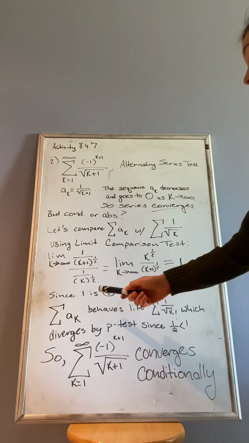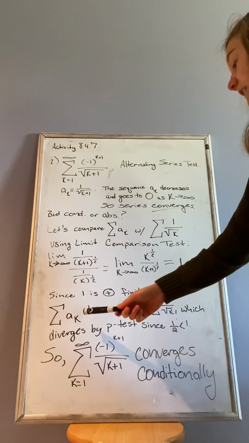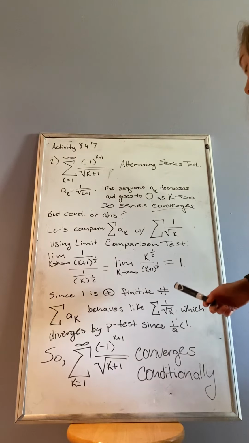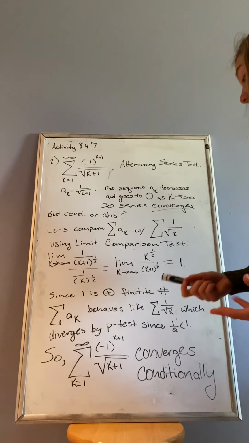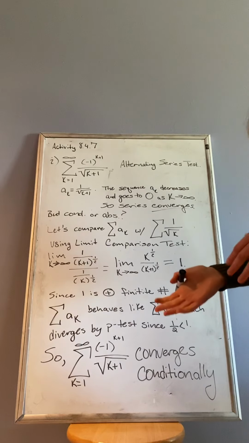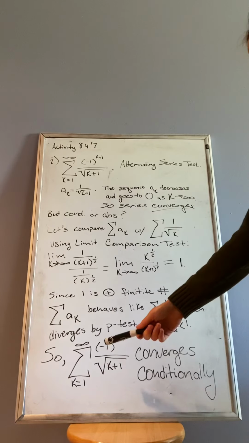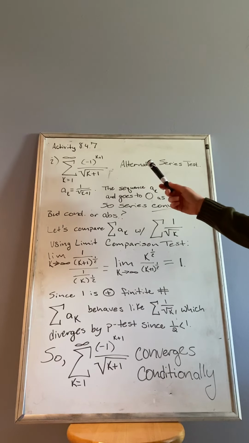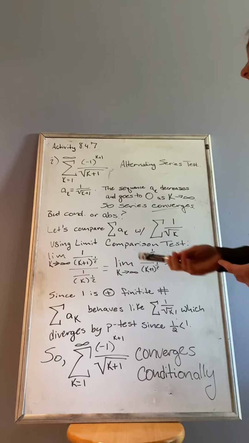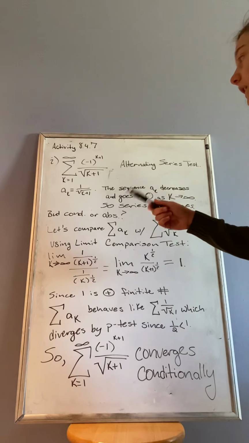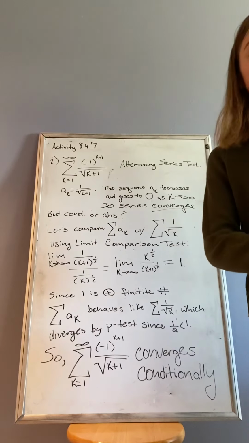So since 1 is a positive finite number, we know that the series a sub k behaves like 1 over root k. And we know that 1 over root k diverges because of the p-test, since 1/2 is less than 1. So that means that our alternating series here is going to converge conditionally. In other words, our a sub k relies on this (-1)^(k+1) to actually converge. All right, so that's it.